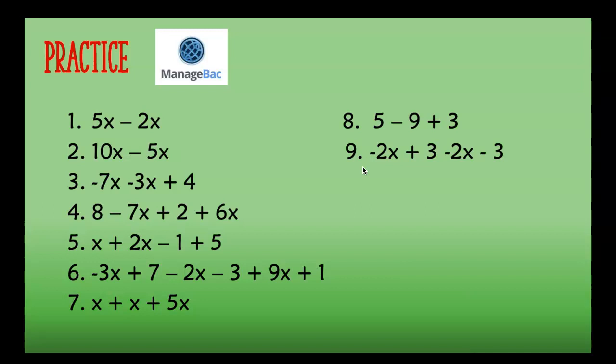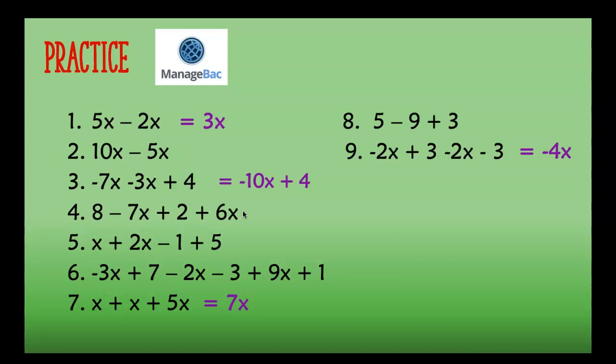Okay, here are some of the answers that I am going to share with you. Number 1 is 3x. Check your work. If not, remember, ask questions and ask for clarification. Number 3 should be negative 10x plus 4. Number 7 is 7x. Number 9 is negative 4x. Again, if you don't have the same answers, then it's time to ask for clarification.